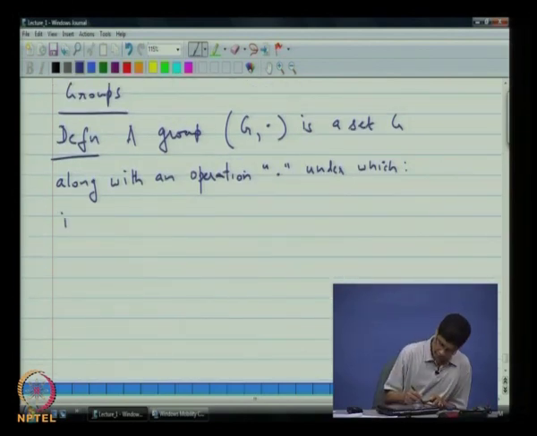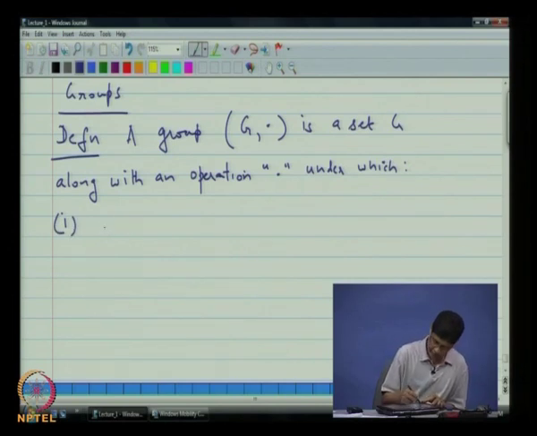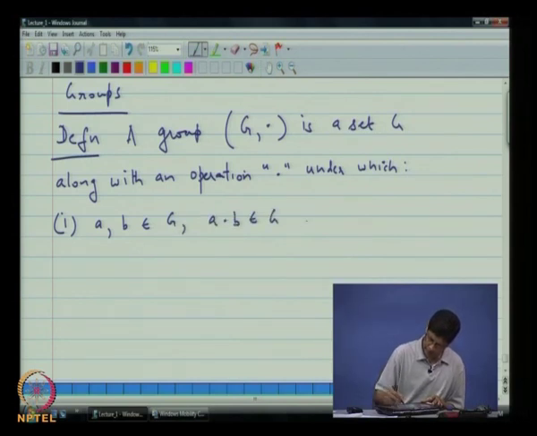First of all, if A, B belong to the group, then A dot B must belong to the group. This is called the operation of closure.